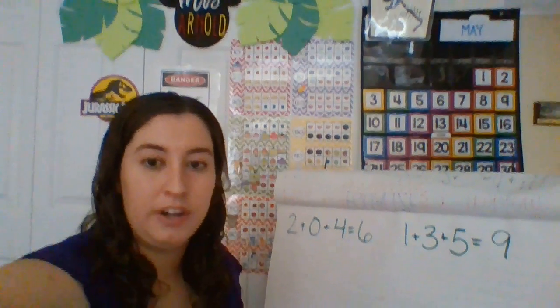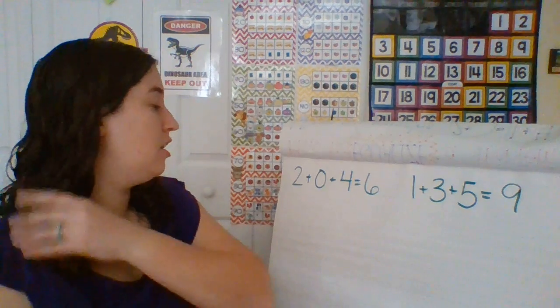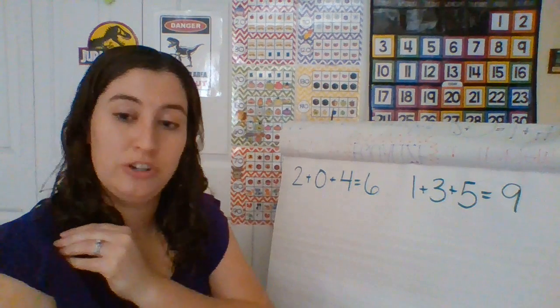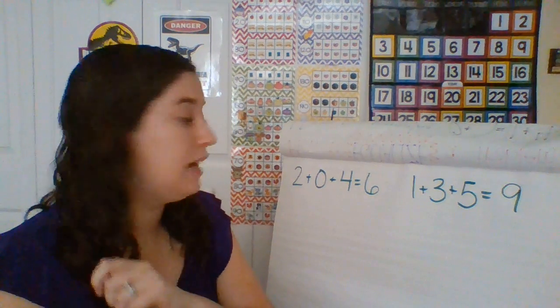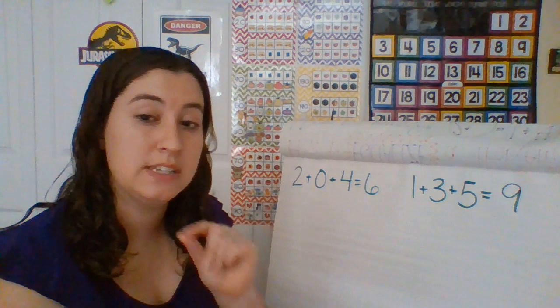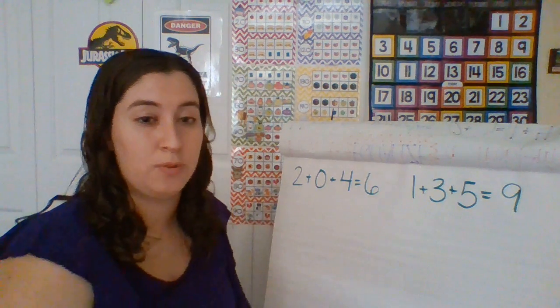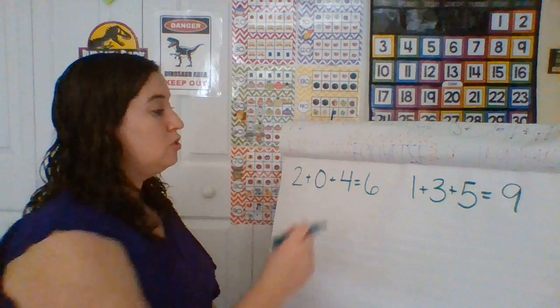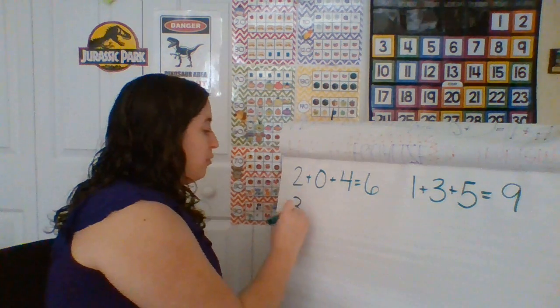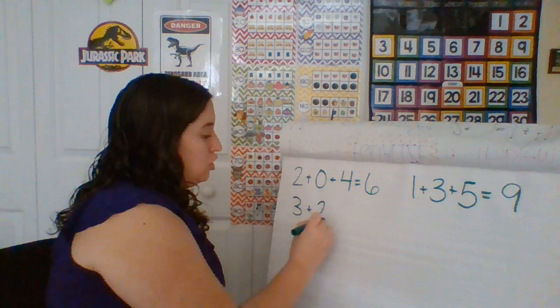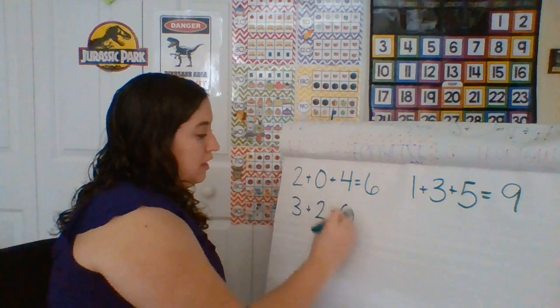Okay, so now you're going to start doing more of the work. Are you ready? Okay, so Mrs. Arnold is going to start you off, and we're going to work together, but you are going to be doing more of the work this time instead of Mrs. Arnold. So here we go. We have 3 plus 2 plus 0.